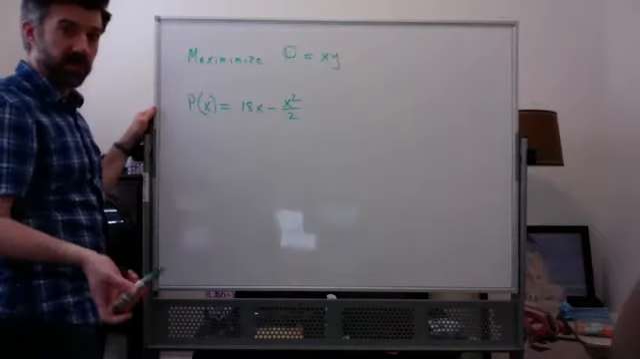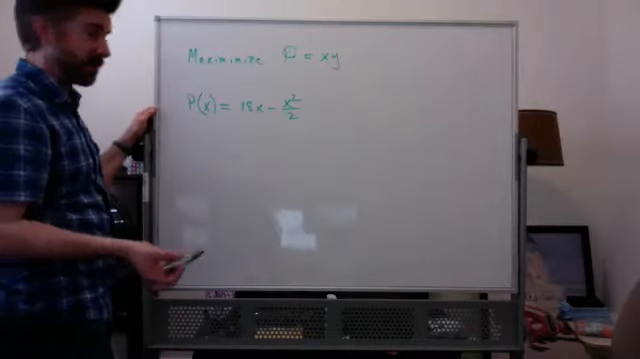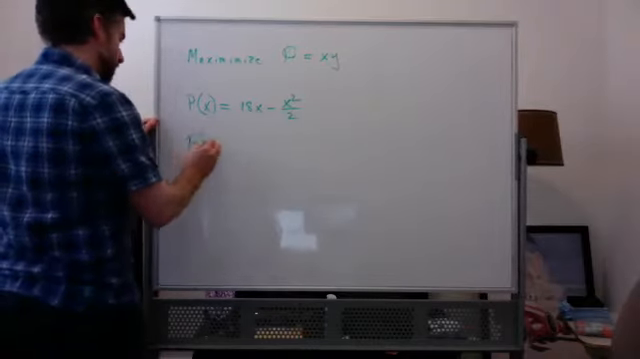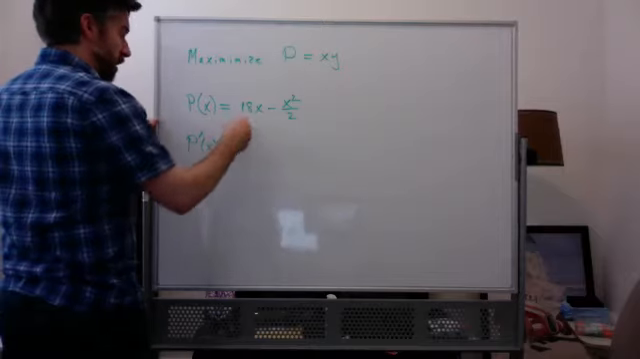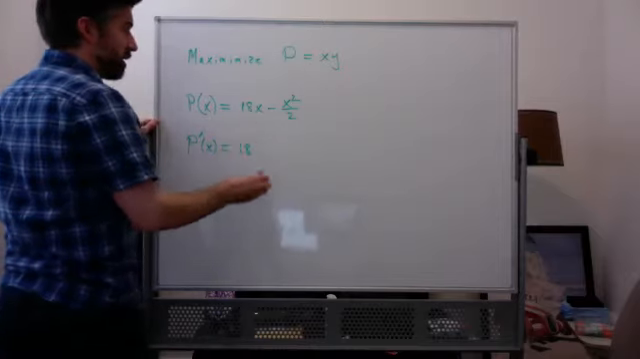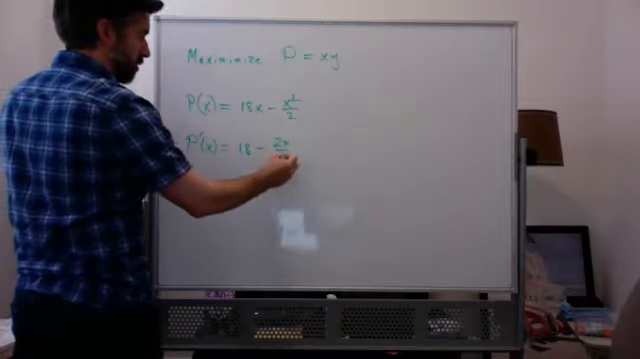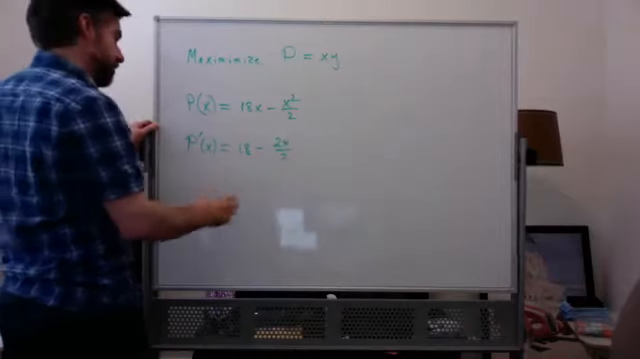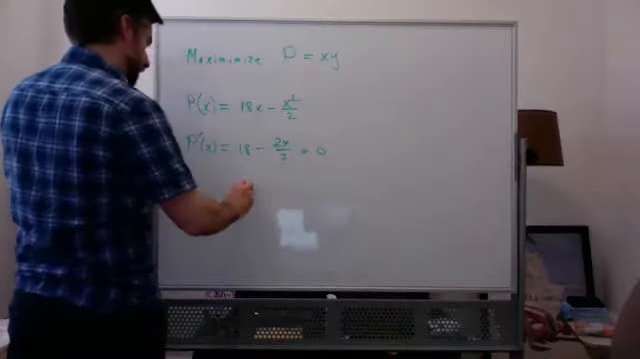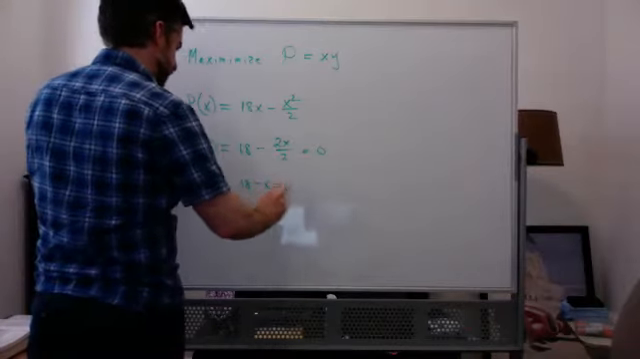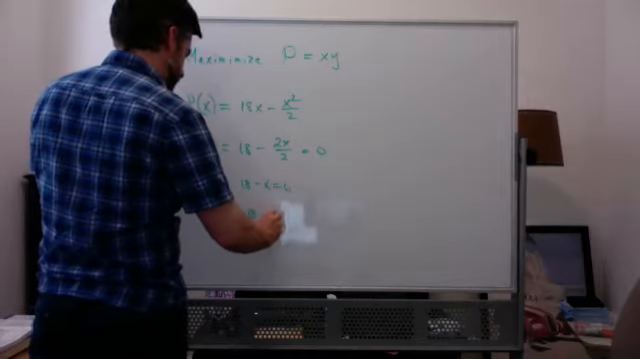We take the derivative, we set it equal to 0, and find the critical values. So taking the derivative, the derivative of 18x is 18. The derivative of x squared over 2 is 2x over 2, which is just going to be x. So setting that equal to 0, I've got 18 minus x equal to 0. So I've got 18 equal to x.